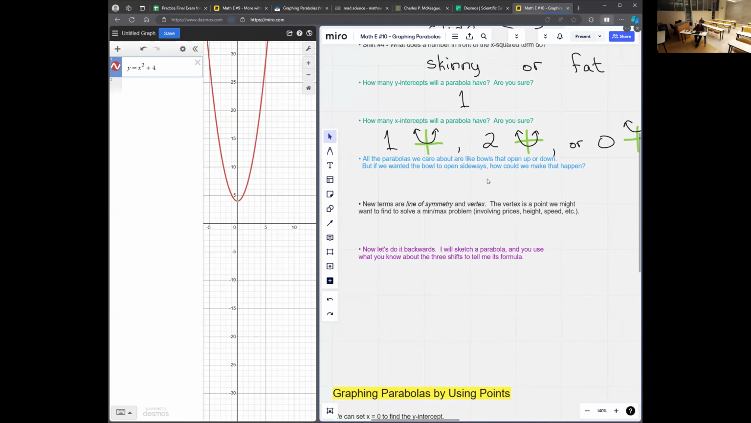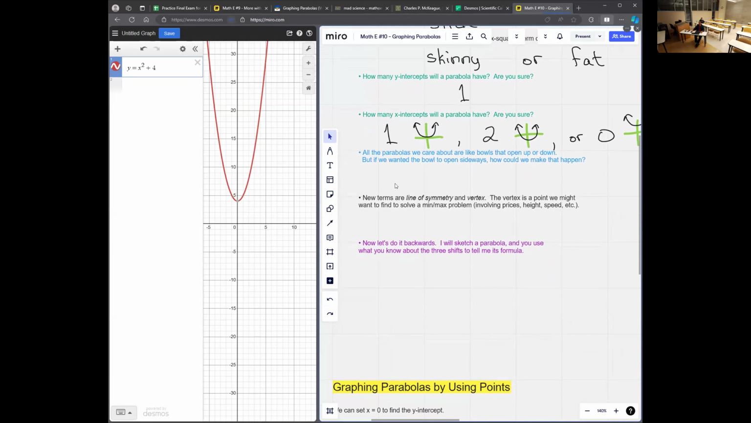Okay, the blue question. All the parabolas we care about are like bowls. They open up or down. That's because in real life, we use these for situations that have either a minimum or a maximum, and usually you want to find the maximum.